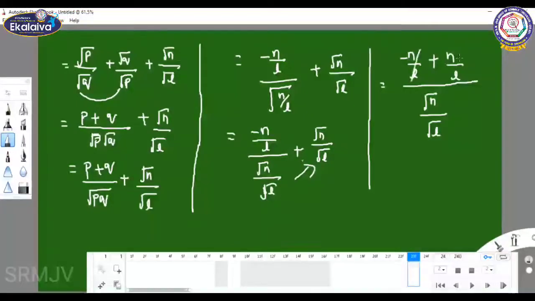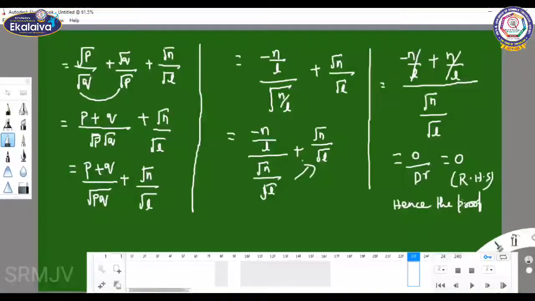So plus n by l minus n by l get cancelled. 0 by denominator, any value, the value is equal to 0. So left hand side equals 0, right hand side 0. Hence the proof. We move on to the next sum.